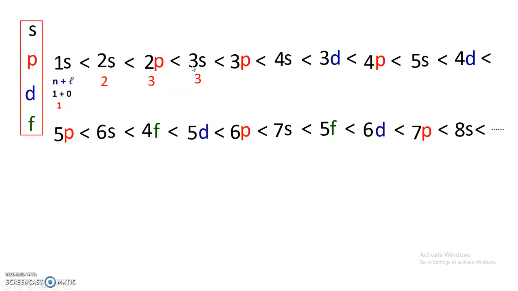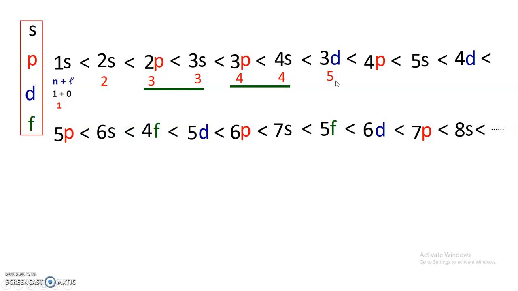For 3s, this is also 3 plus 0, that is 3. So these two orbitals have the same n plus l value, but 2p has the lower n value, and therefore 2p is filled first before electrons enter the 3s orbital. Similarly, for 3p, 3 plus 1 is 4. For 4s, 4 plus 0 is 4. These two orbitals have the same n plus l value, but 3p has the lower n value, therefore electrons enter 3p first before 4s.